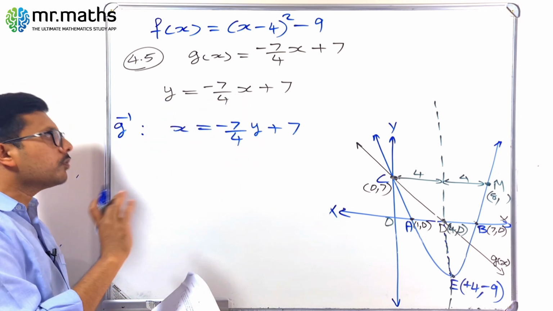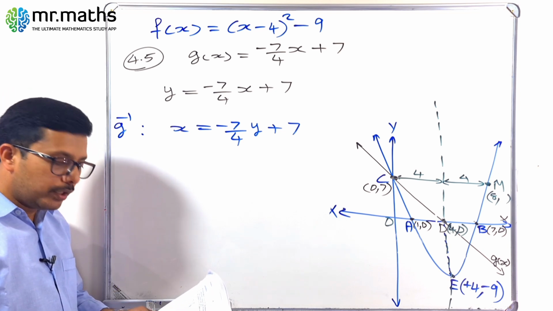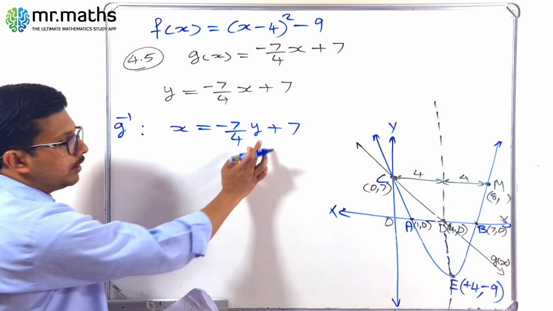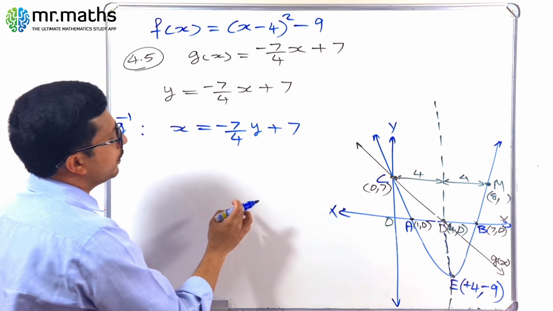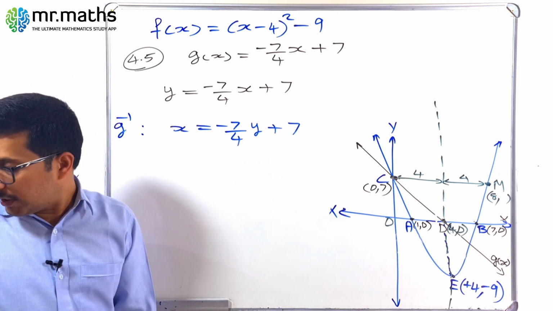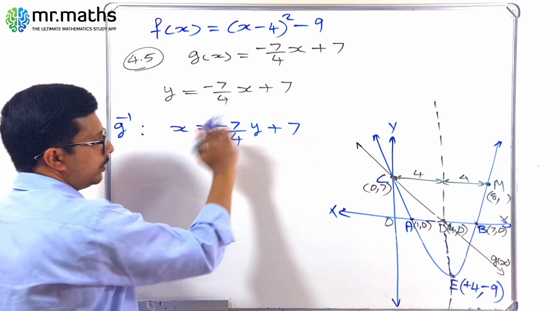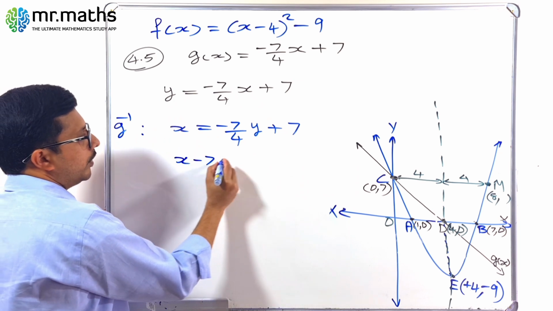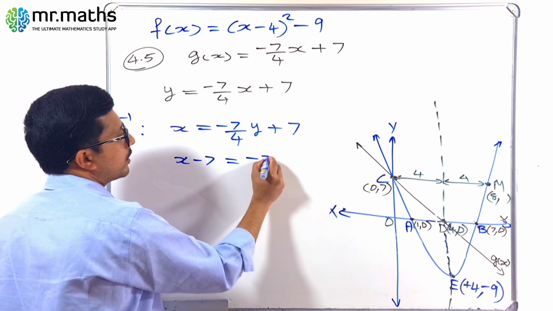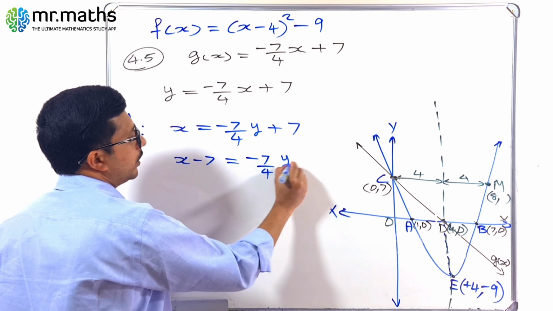Now you just want to adjust this, because look at the question, they want the answer in the form of y is equal to. So how can you write the answer in the form of y? Take this 7 to this side. So it is x minus 7 is equal to minus 7 over 4 y.